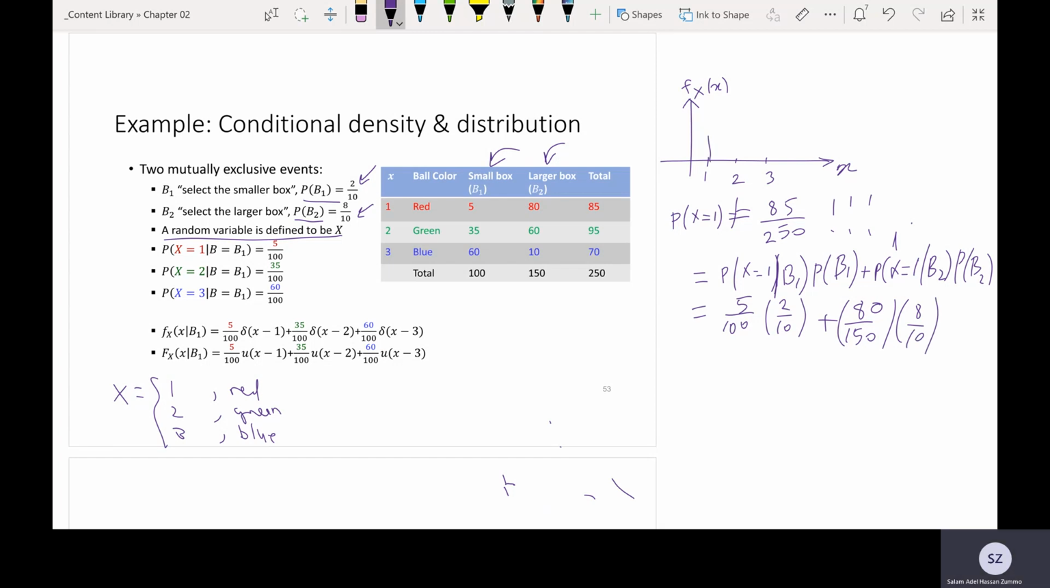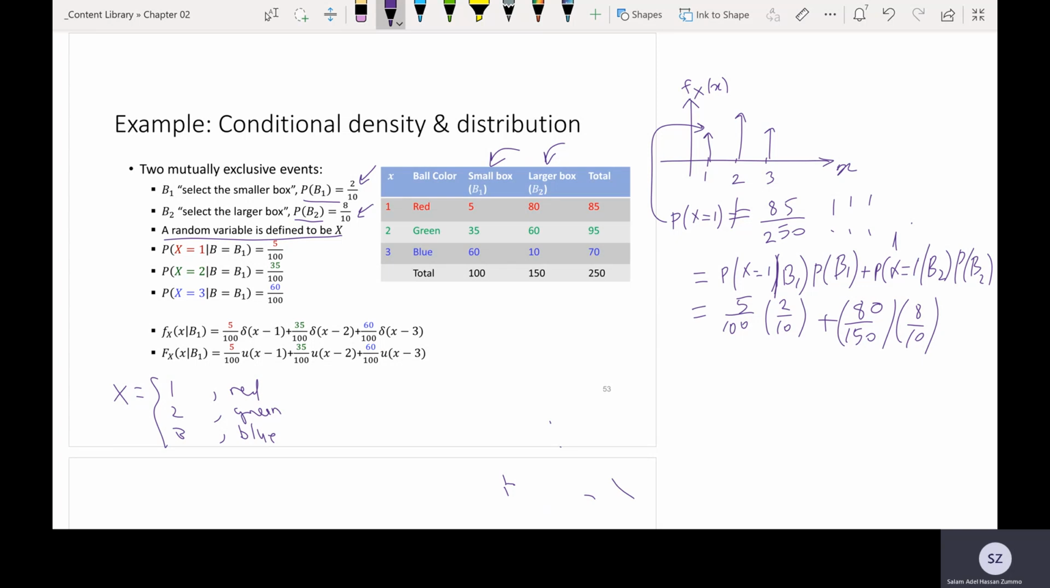So basically you have a certain number. We'll find it in the next slide. So this is basically the probability of x equal 1. You can find similarly the probability of x equal to the other values. However, until now we didn't say anything about the condition. Now, if I want to find the probability that x equal 1 given B1.